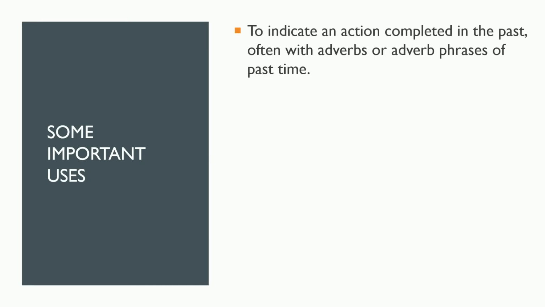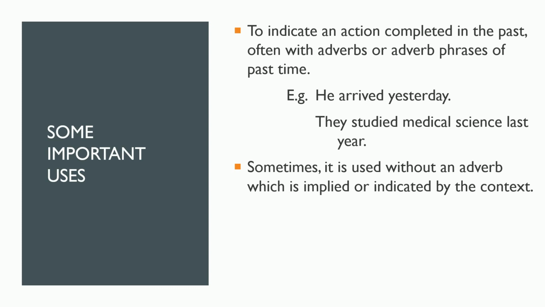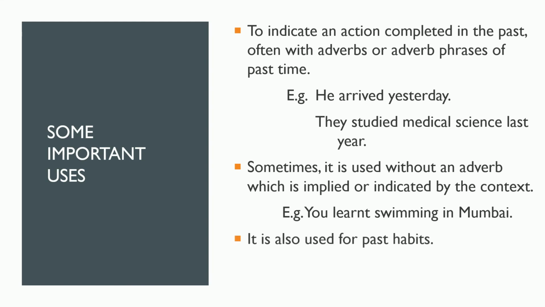First use is to indicate an action completed in the past, often with adverbs or adverb phrases of past time. For example, he arrived yesterday. They studied medical science last year. Sometimes it is used without an adverb, which is implied or indicated by the context. For example, you learned swimming in Mumbai. Lastly, it is also used for past habits. For example, Rohan always played very well.